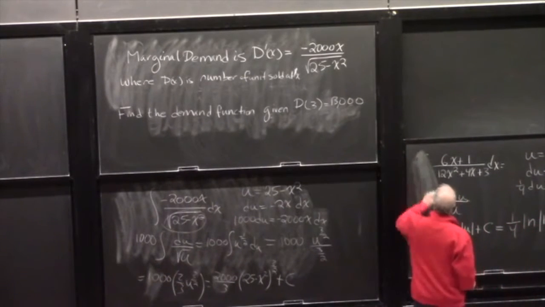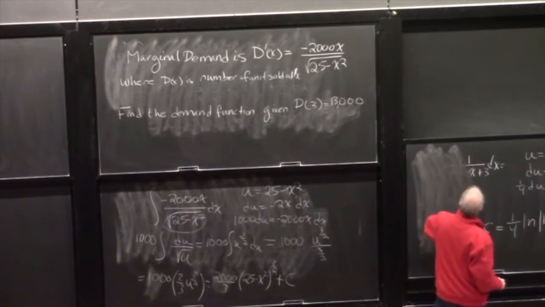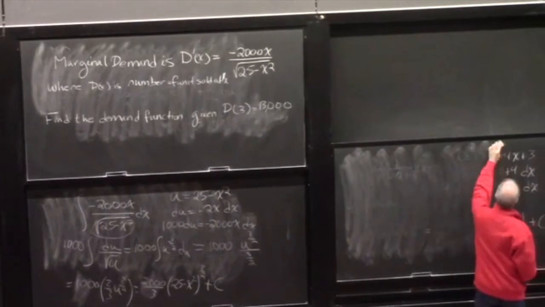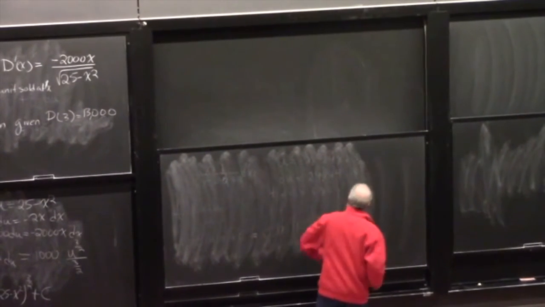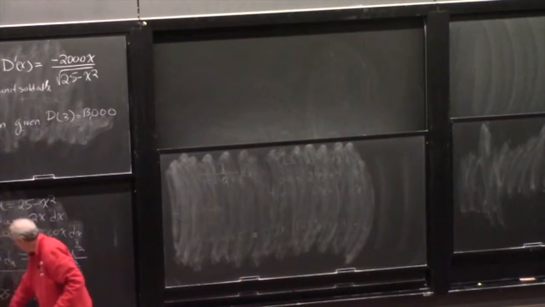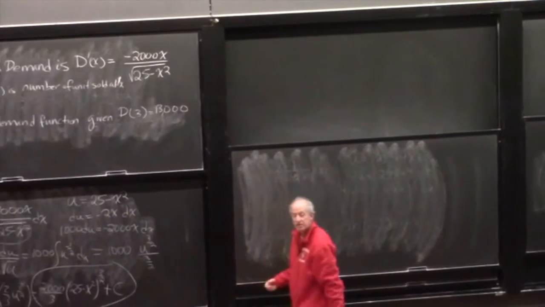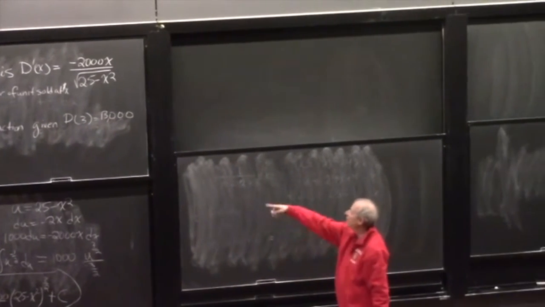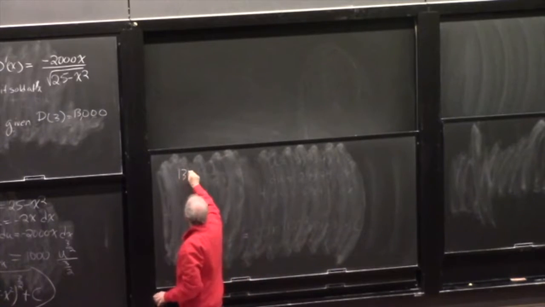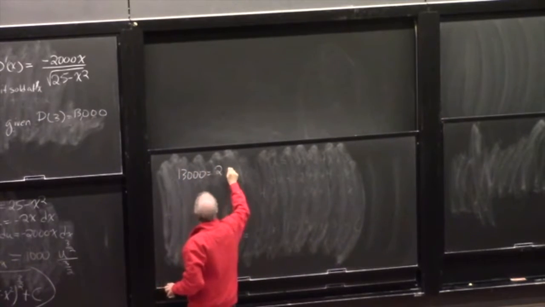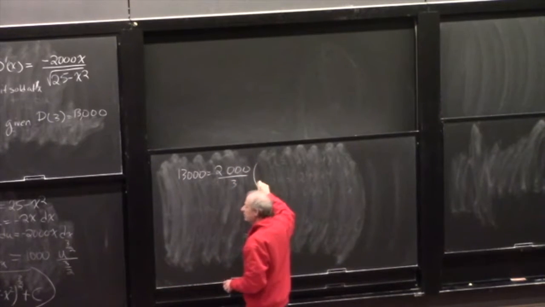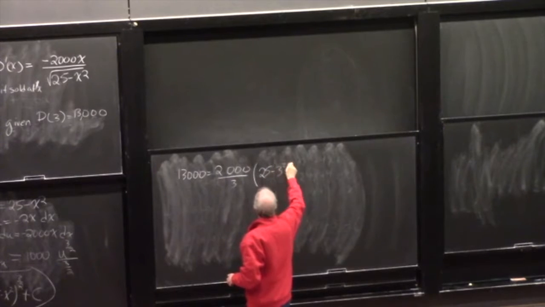Well, not quite, because we also told you that d of 3 is 13,000. So one last step. So this is the function, but that's generalized. Now we can find it exactly because if I plug in 3, I'm going to get 13,000. So 13,000 equals 2,000 over 3, (25 minus 3 squared).